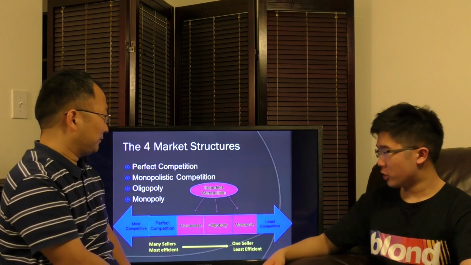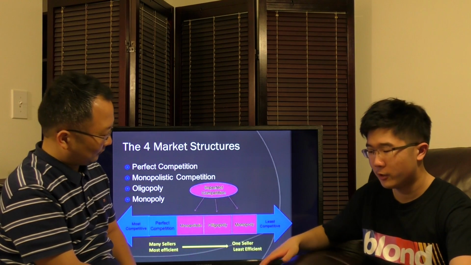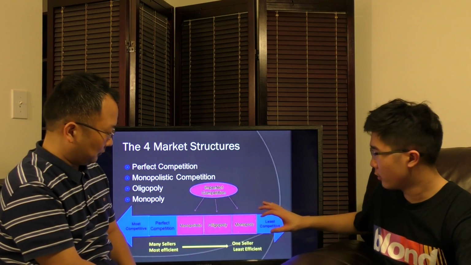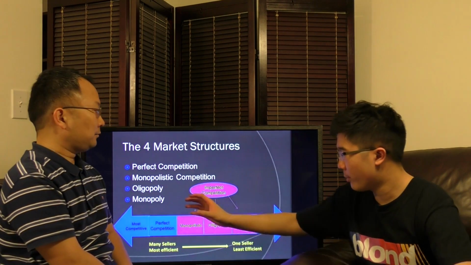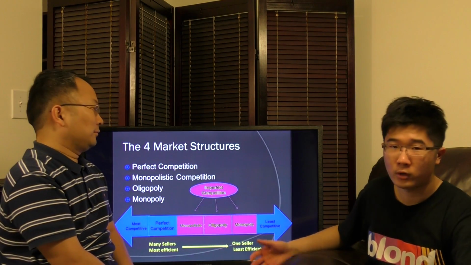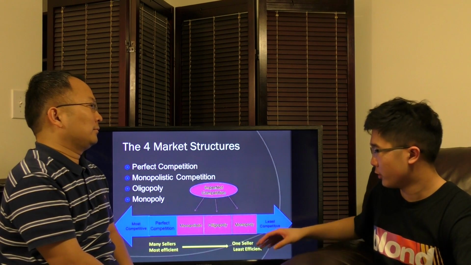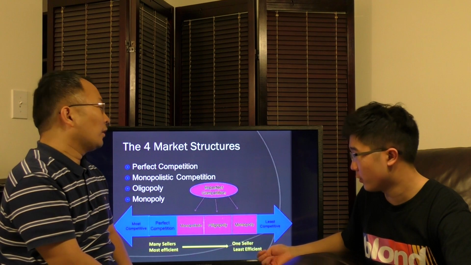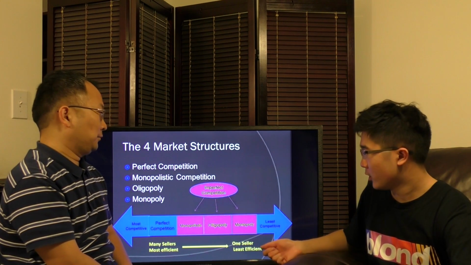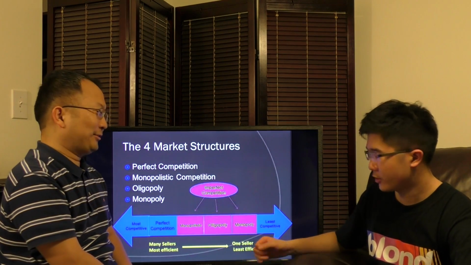We see there's a spectrum. Towards the left is the most competitive type of market structure, and to the right is the least competitive. If you get more competitive, there are more sellers, and it's obviously a more efficient market overall. If there's less competition, there's only a few to one seller, and then there's less efficiency overall in the market. And so we see here the other three types of markets outside of perfect competition are what we call imperfect competition.